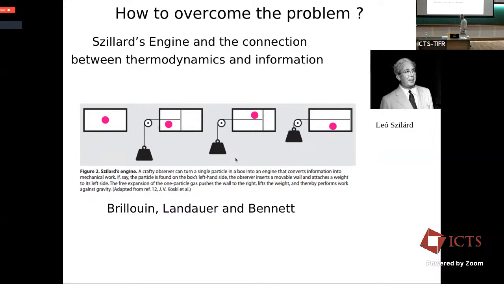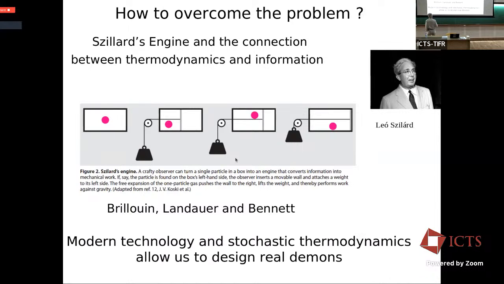And then there was Brillouin, Landauer, and Bennett who did other conjectures about this. You will see. Okay, so the question is that now today, modern technology and stochastic thermodynamics allows us to design the real demons, okay? And then so again, as I'm an experimentalist, I will show you experiments and results about all these kind of things, okay?